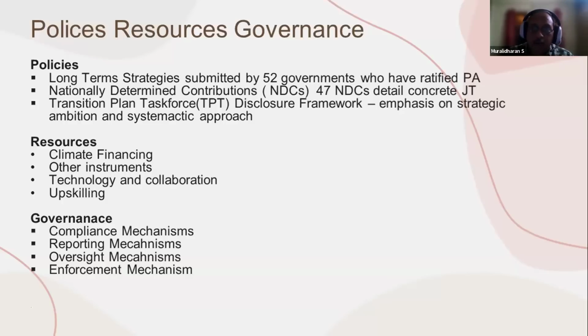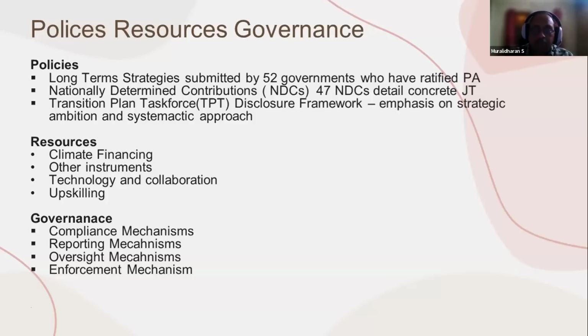So 47 NDCs have detailed concrete transition policies, just transition policies. The Transition Plan Task Force, TPT, disclosure framework is being prepared, and it gives emphasis on the ambition for a systemic approach. So that's what we have been talking about. The frameworks which are evolving, which are likely to come, will take into consideration this aspect of JT, or they will embed those requirements to see to it that it is justifiable in the context.